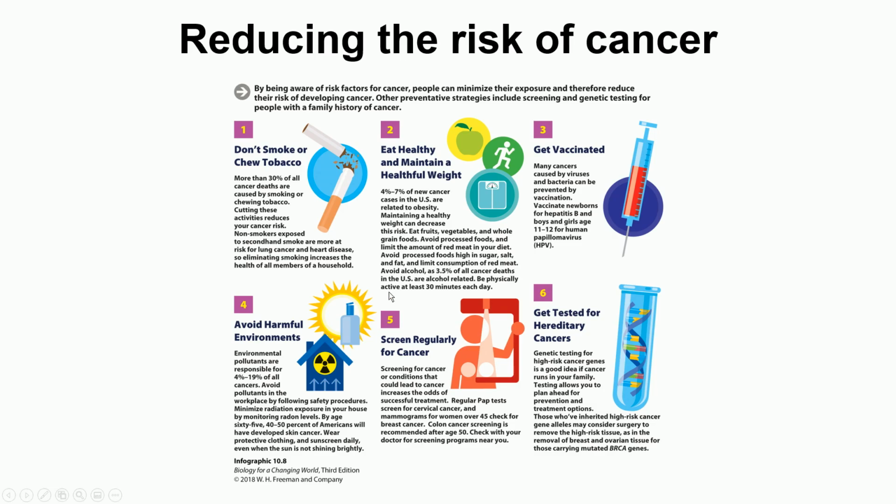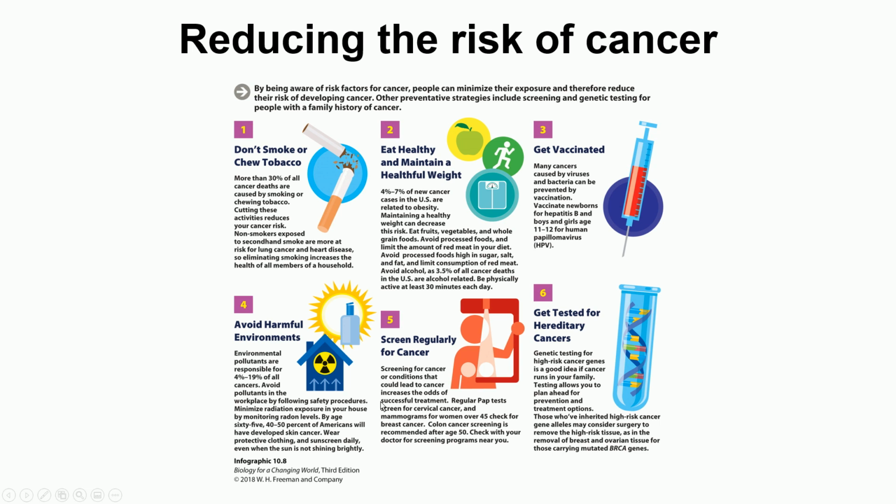How can we reduce the risk of cancer? There are various ways by which we can reduce the risk of cancer. First of all, don't smoke or chew tobacco, because you are exposing your cells to a lot of chemicals, and these chemicals can damage your DNA. Eat healthy and maintain a healthful weight. Get vaccinated. Yes, it's very important, because there are some cancers whose cause is viruses. Avoid harmful environments where there is a lot of radiation. Screen regularly for cancer.